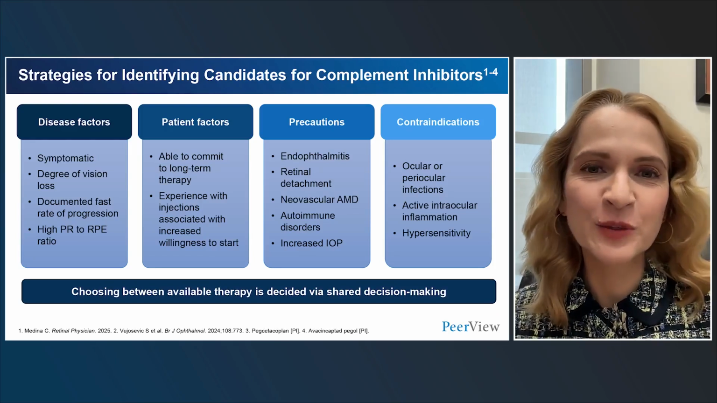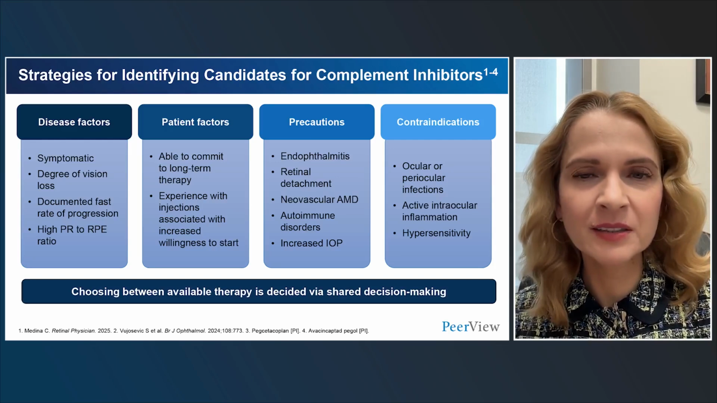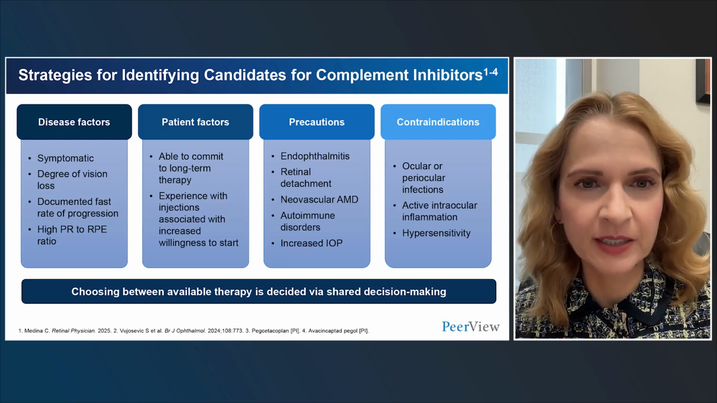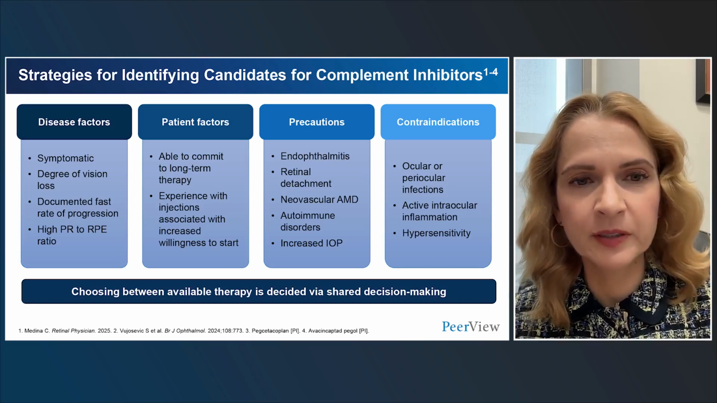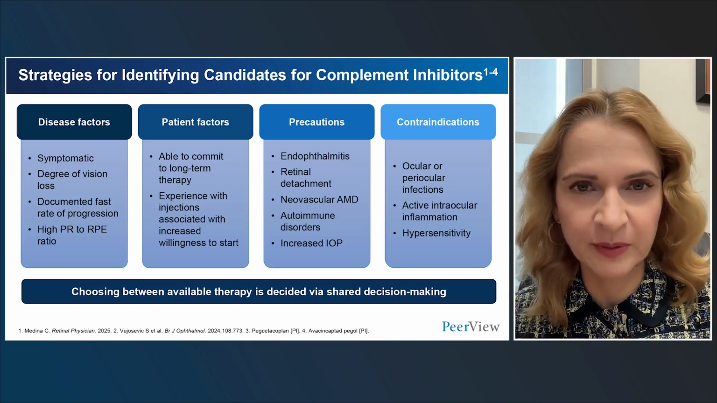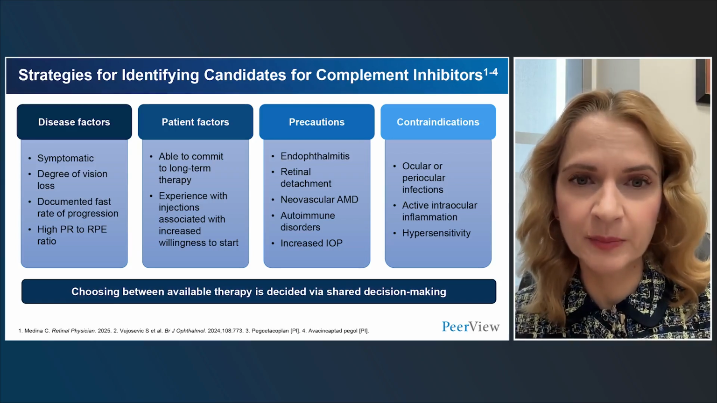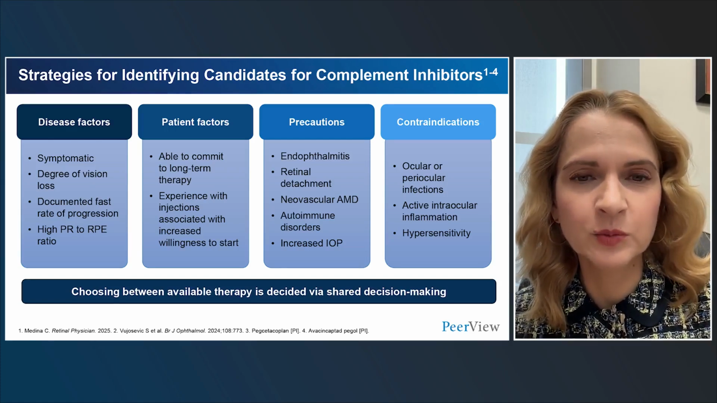The strategies for identifying candidates for complement inhibitors are listed here. The disease factors under consideration are whether the patient is symptomatic, the extent of vision loss, the documentation, whether they have a fast rate of progression, and a high photoreceptor to RPE ratio if this metric is available. The patient factors are ability to commit to long-term therapy, and their experience with injections, which is associated with increased willingness to start.